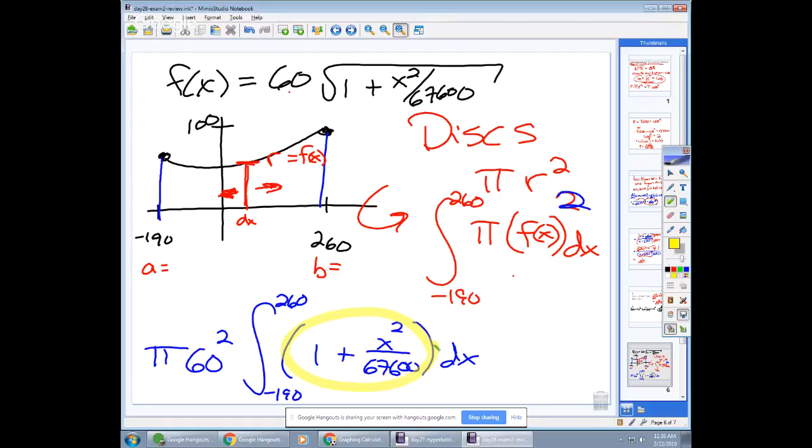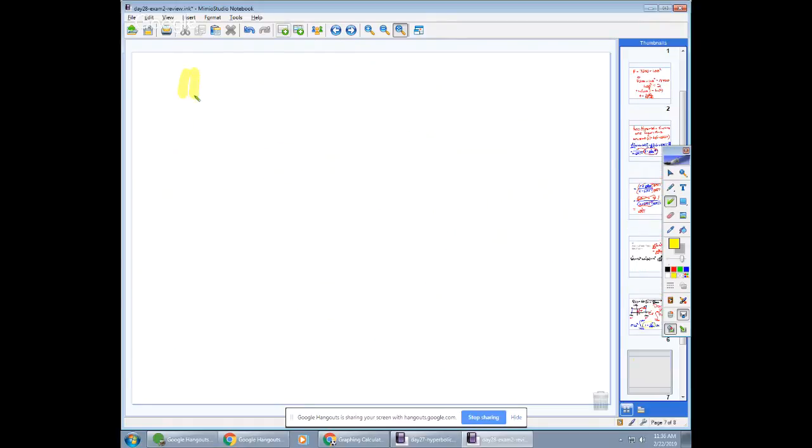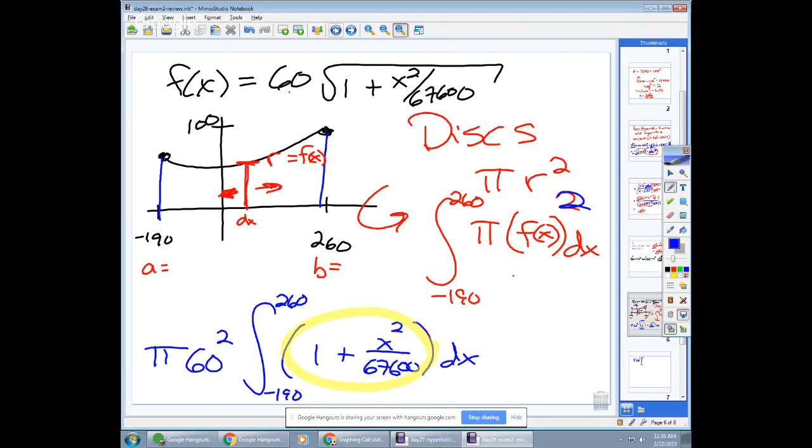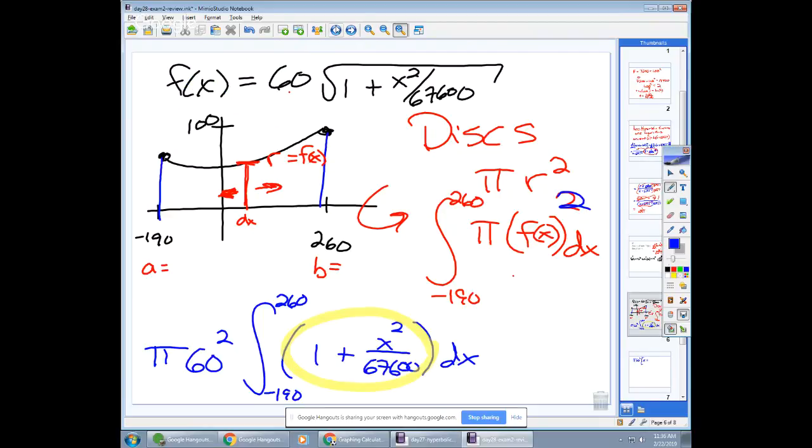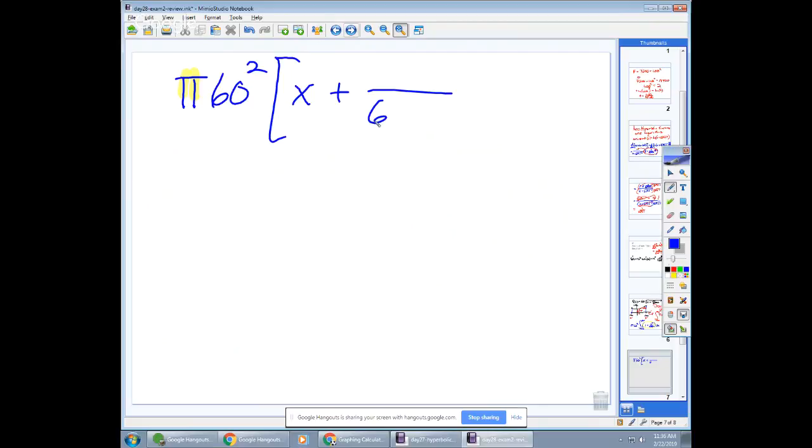Okay, so new page, let's try that. I currently have pi times 60 squared hanging out front. What's the antiderivative of 1? X plus, now dividing by 67,600, that's just dividing by a constant. It's like multiplying by a constant. It's just hanging out. So that's just sitting there, 67,600. Sometimes I just write it as 1 over pulled out to the side.